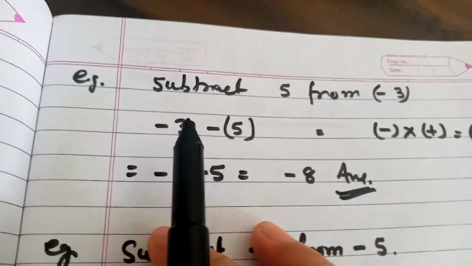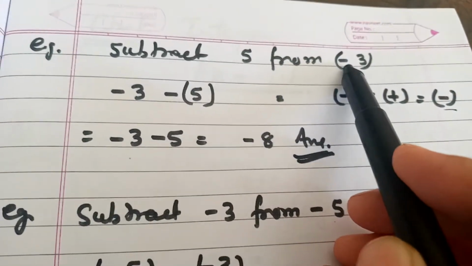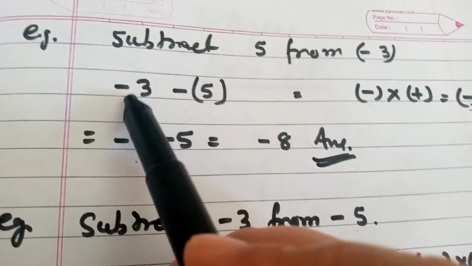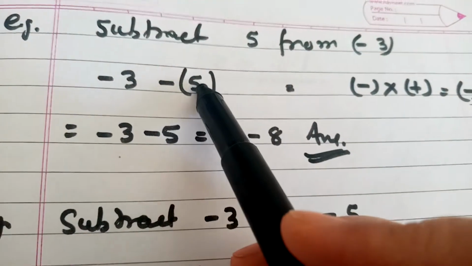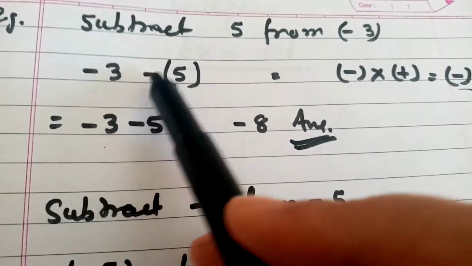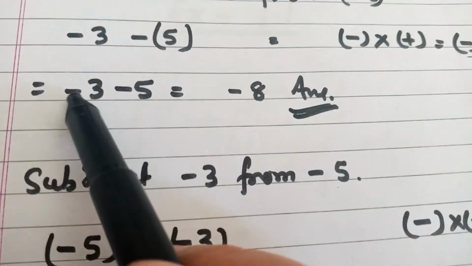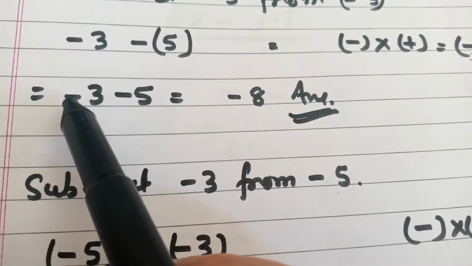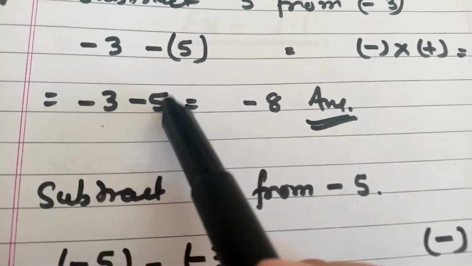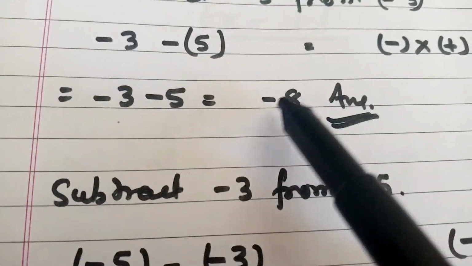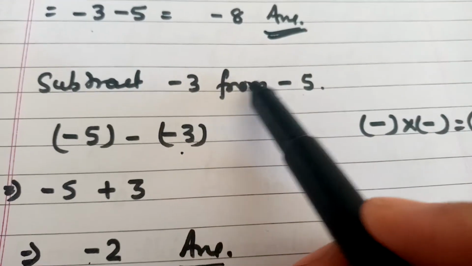Next is, if we subtract 5 from -3. From -3 means you have to write -3 first. -3 and subtract what? 5. Here 1 negative and 5 is positive, plus. Minus and plus. When we multiply minus and plus, we will get minus. So -3 -5. Again minus and minus, we will add. So 3 plus 5 is 8. Bigger number is 5. So answer will be minus 8.